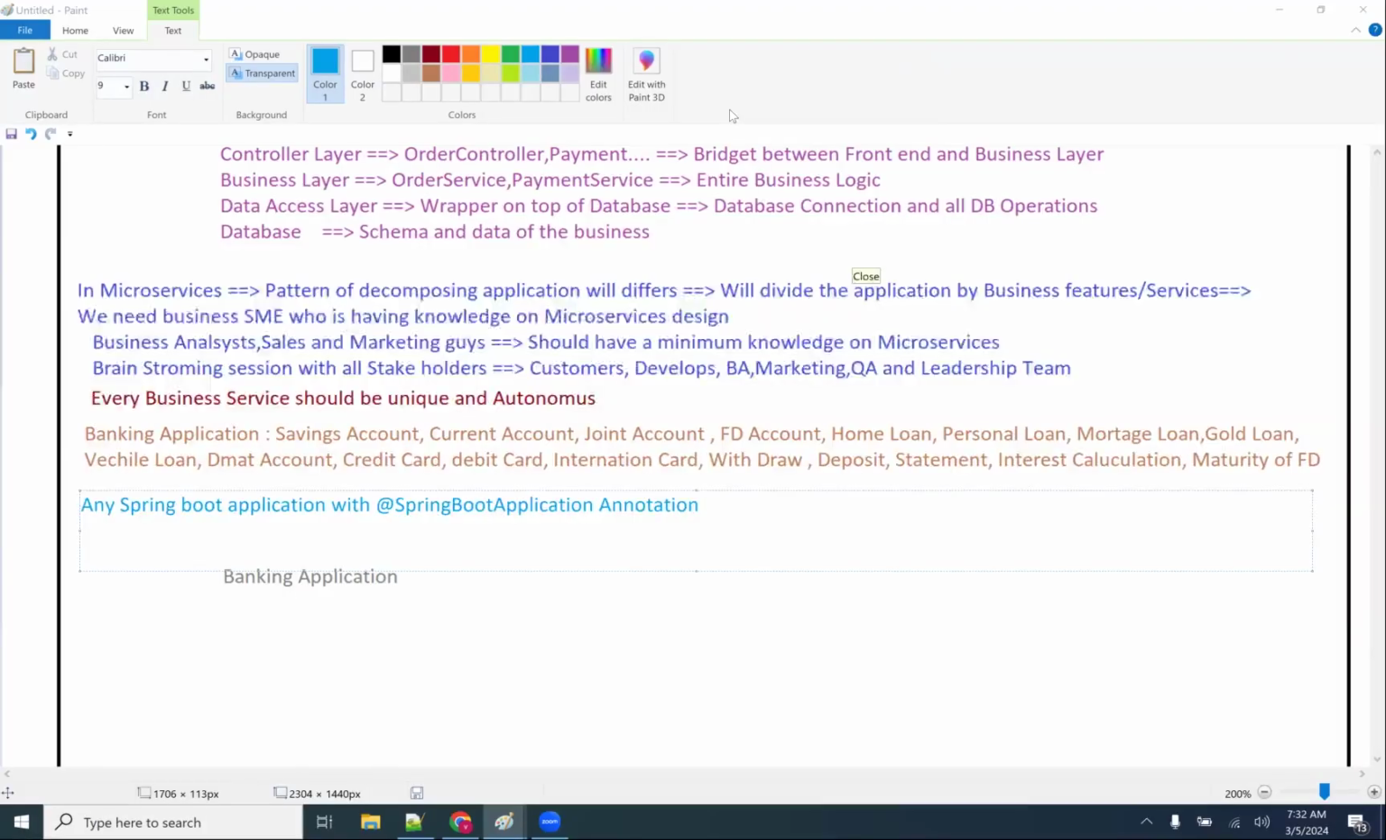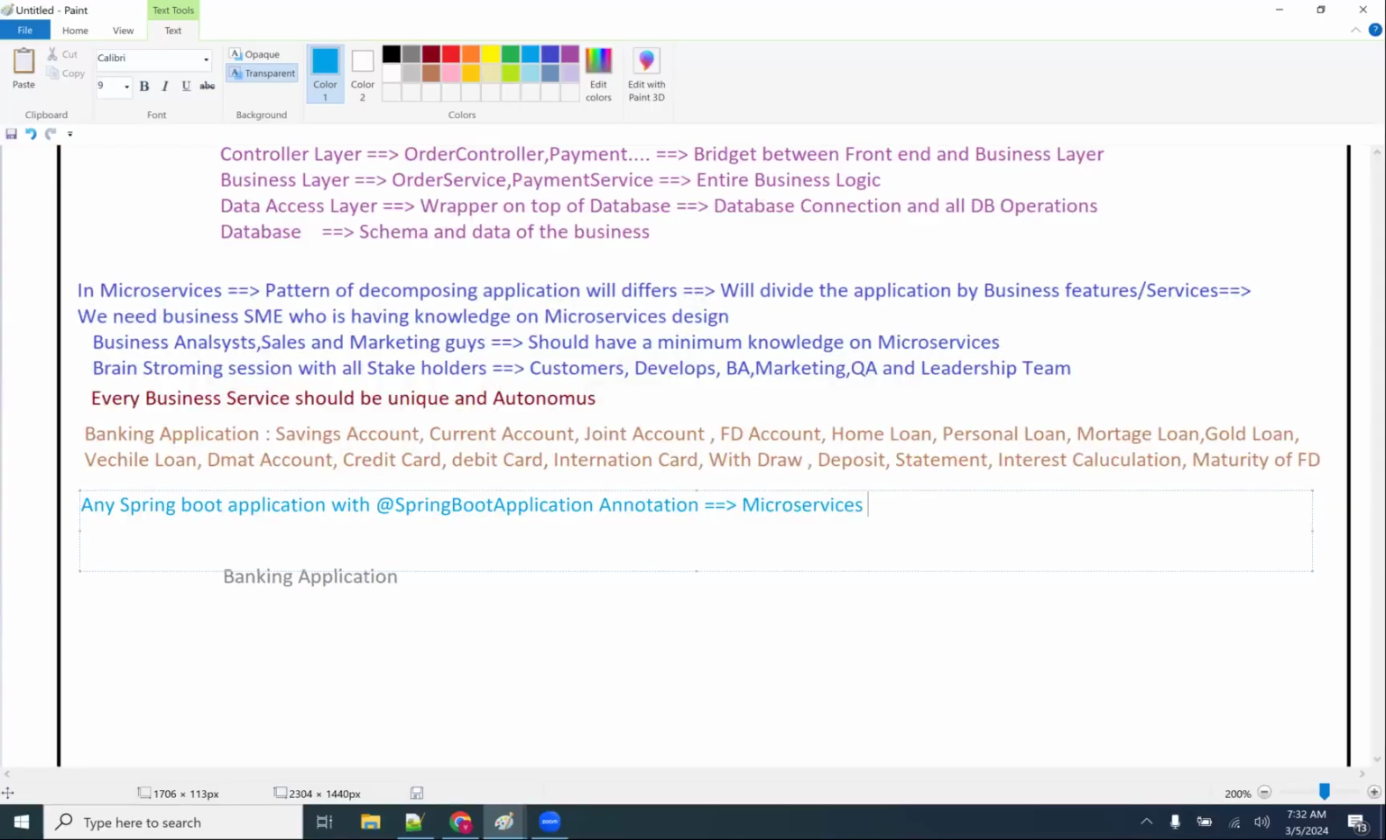Not only Spring Boot, right, sir? Any independent component from any technology also can become a microservice. That's what I told, sir. I'm only talking about Spring Boot. The purpose of teaching this is, if I create a Spring Boot project, every Spring Boot project is a microservice.